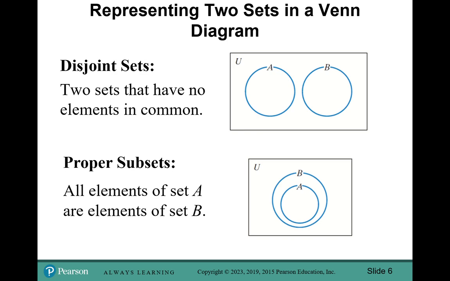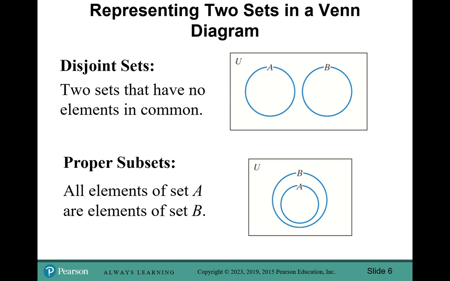So, let's represent two sets in a Venn diagram. If we're looking at two disjoint sets, which is exactly how it sounds, it's two sets that have nothing in common. So no elements in common. They're disjointed. They are not jointed. Dis means not. Not jointed. So if we look at the disjoint sets here, A and B are disjoint. They don't have anything in common.